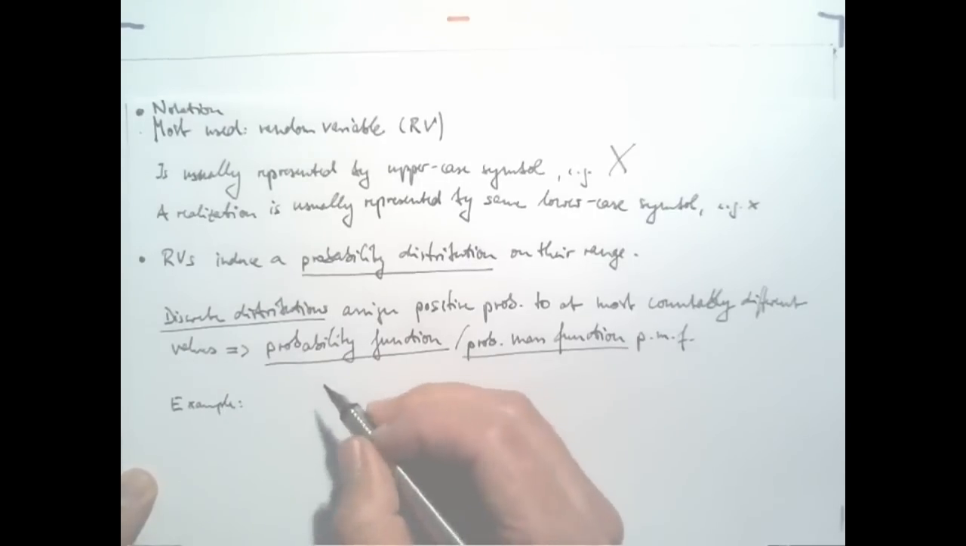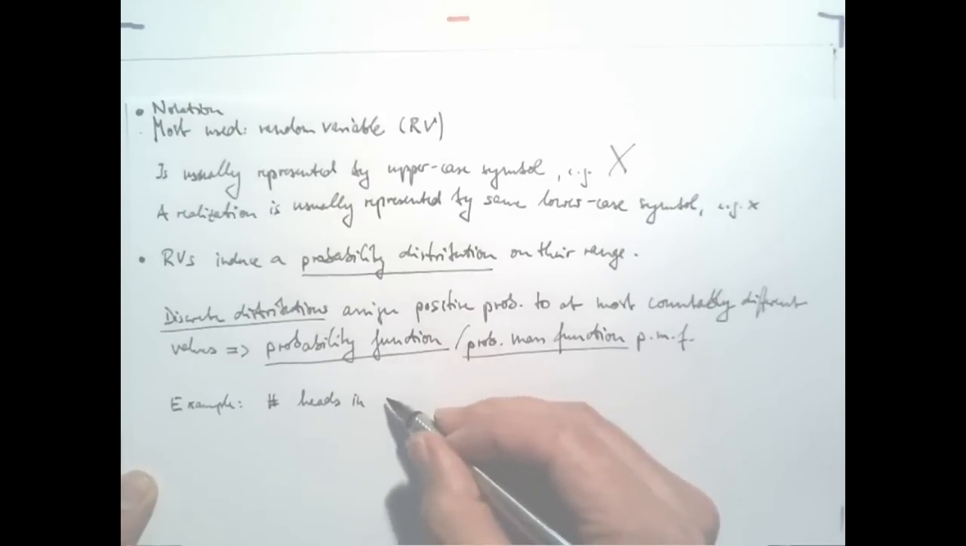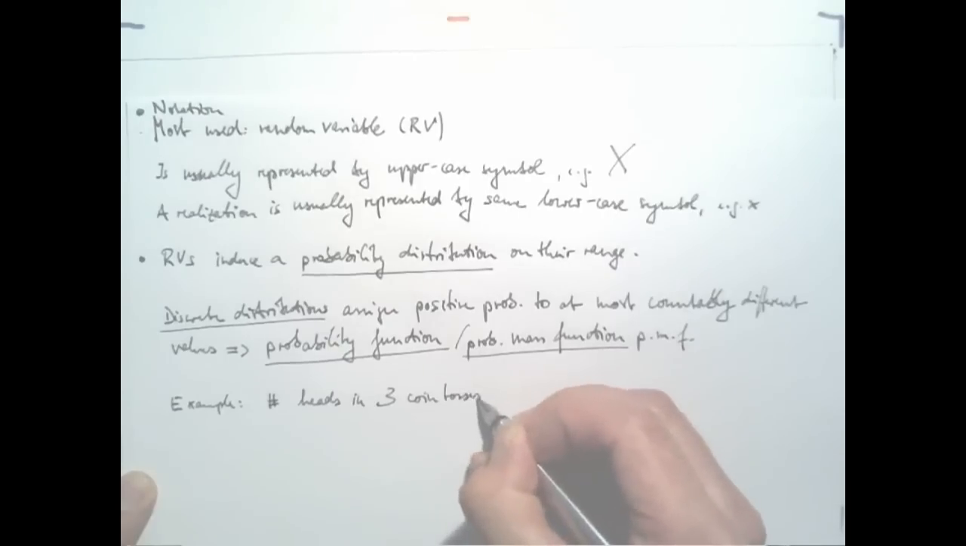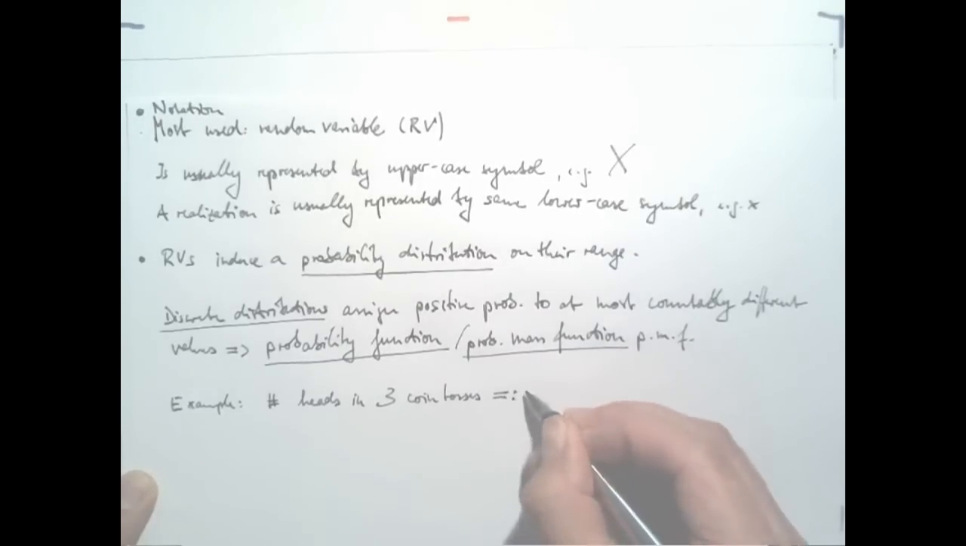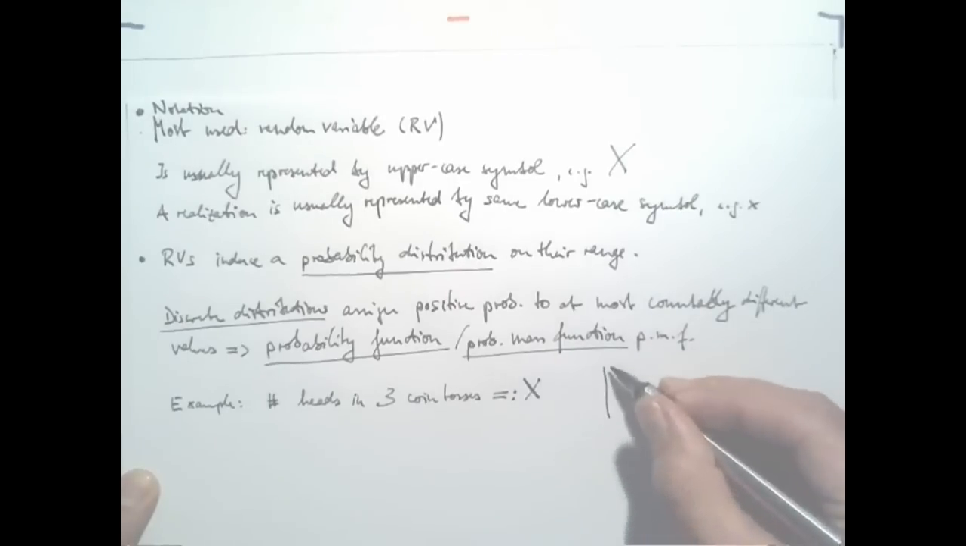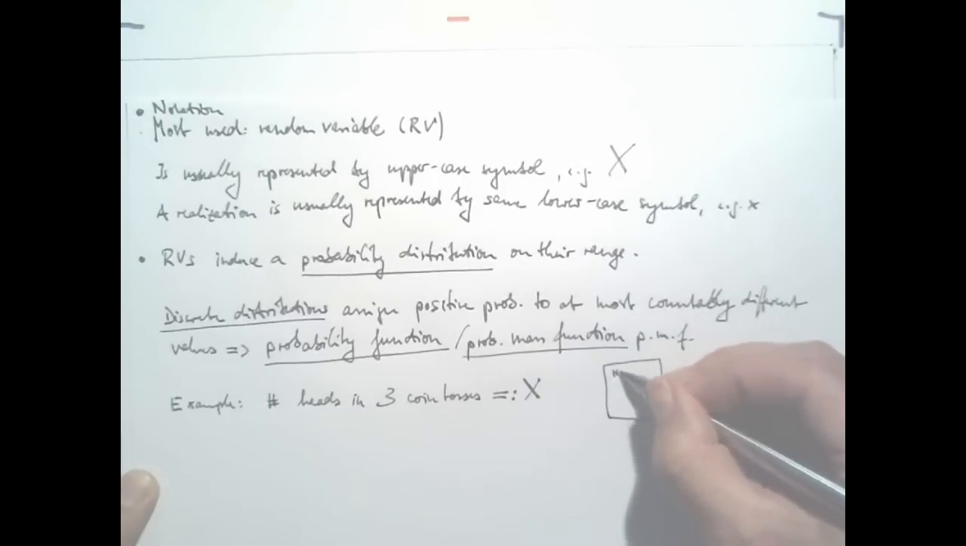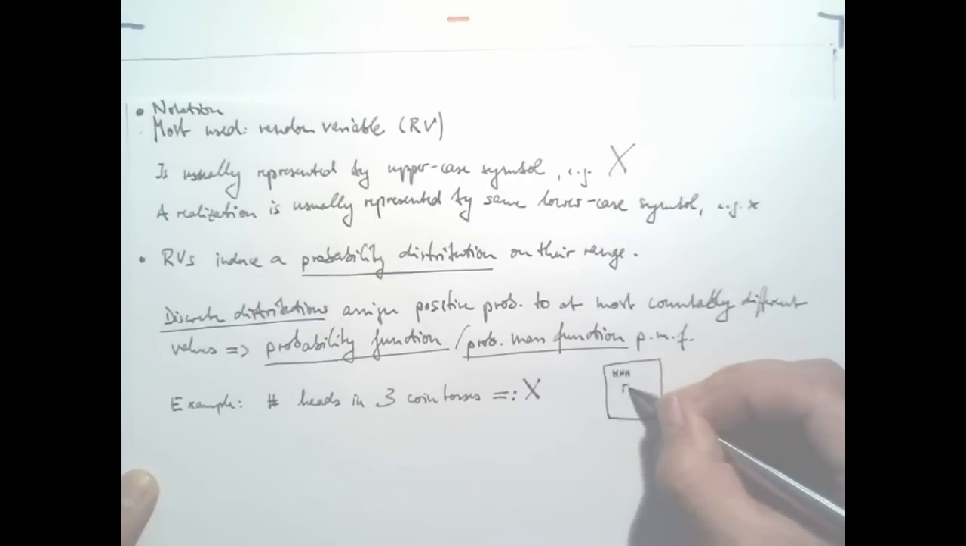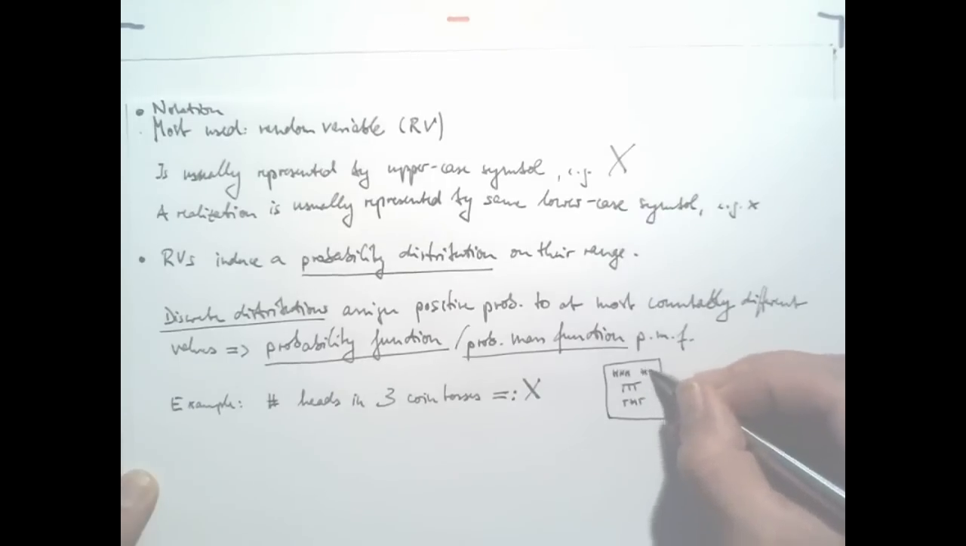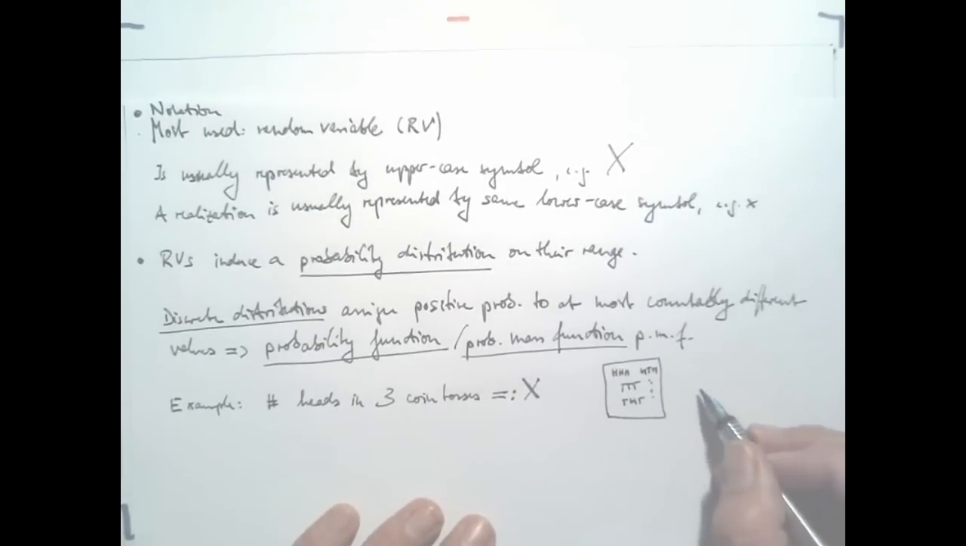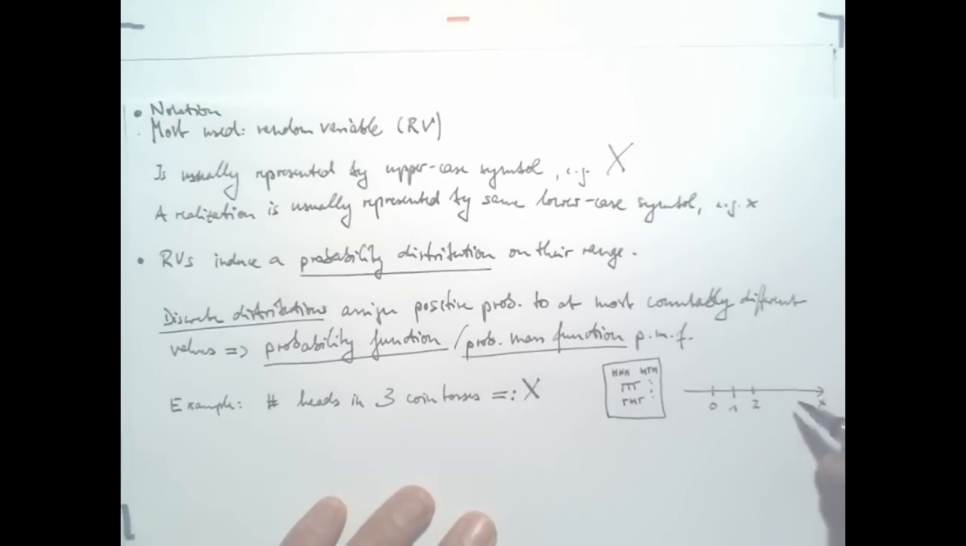So I give an example, namely the number of heads when I toss 3 coins. And I say this is the random variable X that I'm interested in. So my event space, if I toss 3 coins, could be head, head, head, or it could be tail, tail, tail, or tail, head, tail, head, tail, head, and so on. I'm not giving all 8 possibilities now.